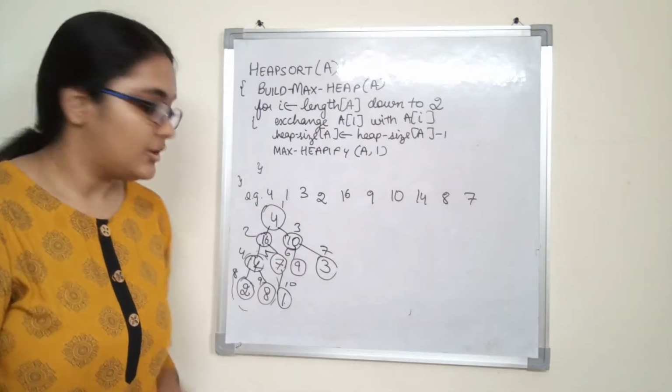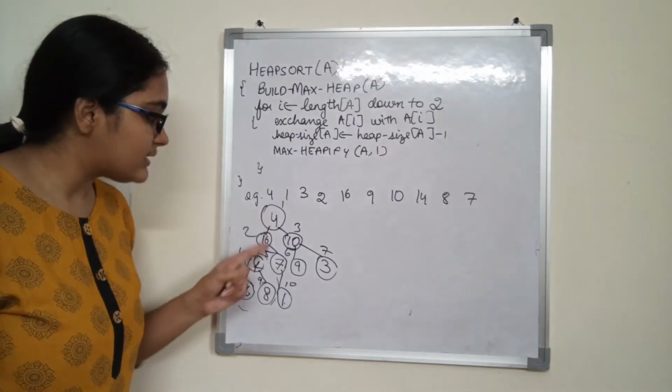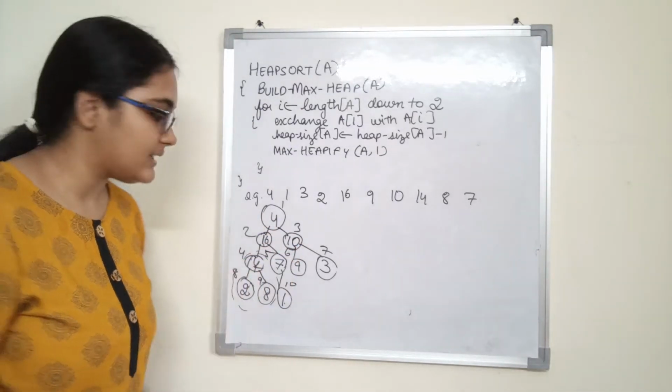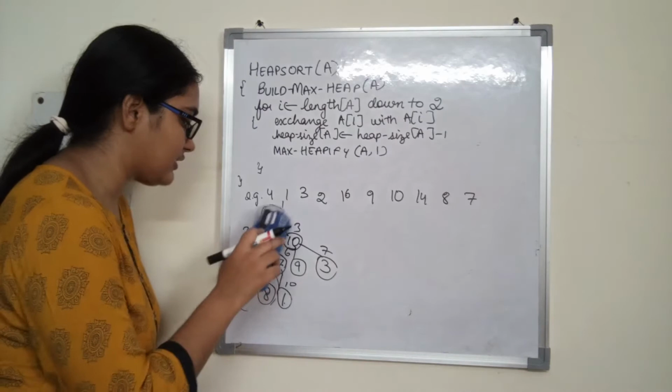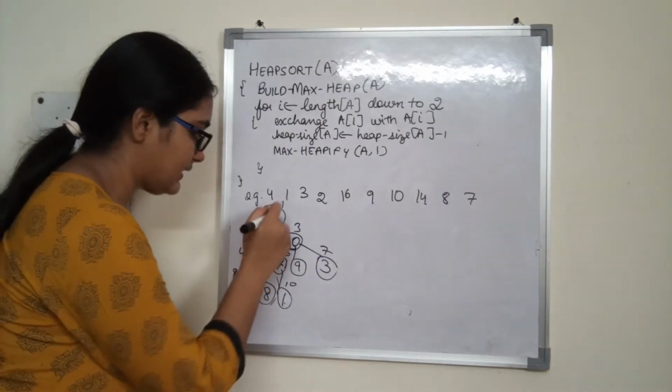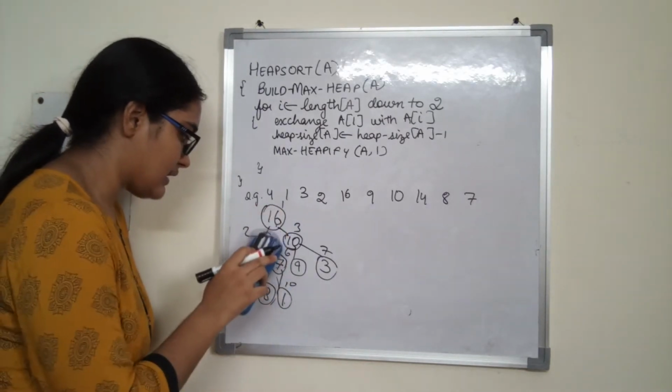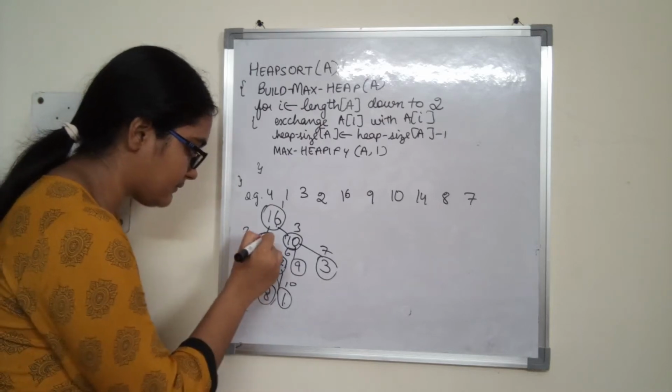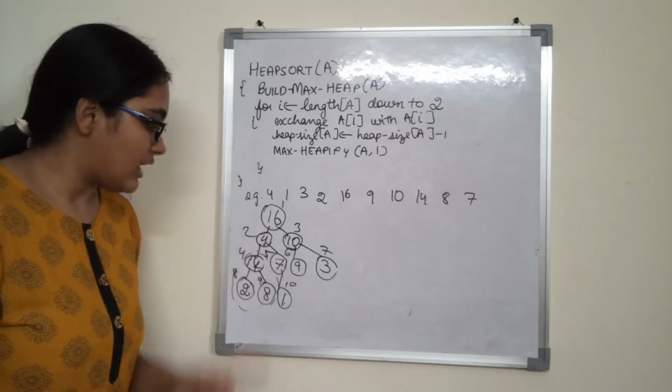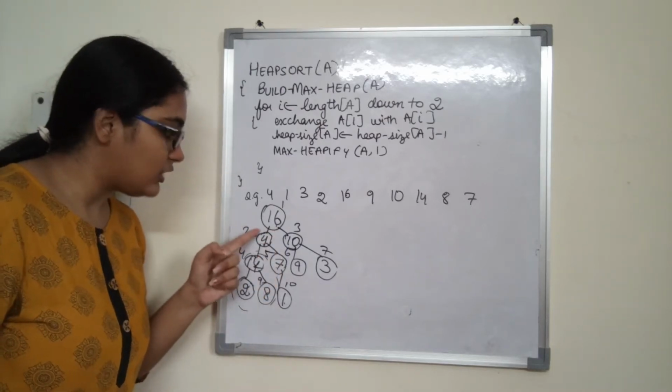That is the root. When we call it on this root, out of 4, 16 and 10, which one is the largest? 16 is the largest, so 16 and 4 will be exchanged. 16 is here and 4 is here. And now out of 4, it will be called on this.